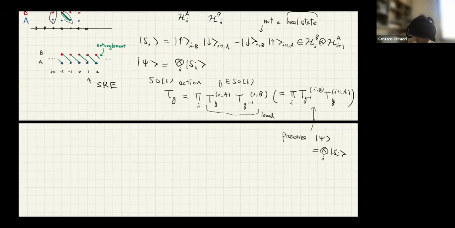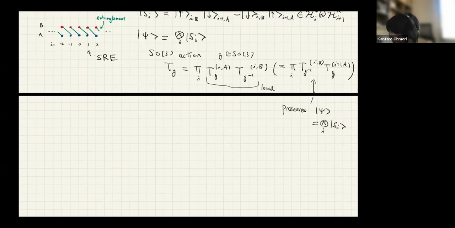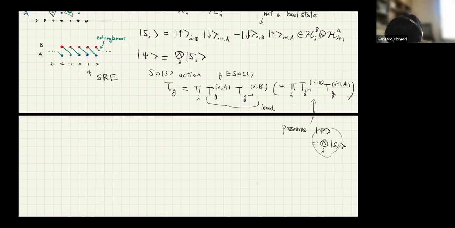Then, I'm a bit afraid: should this be plus? Because I put the minus. Well, let me check later. I don't have time. This preserves psi. Maybe I made a mistake about the sign.